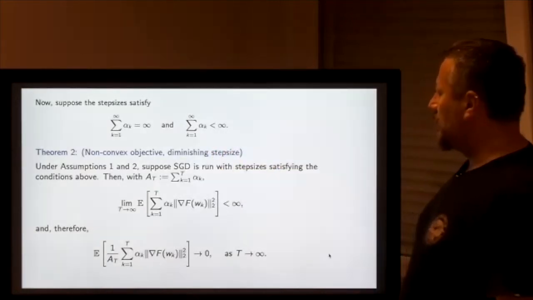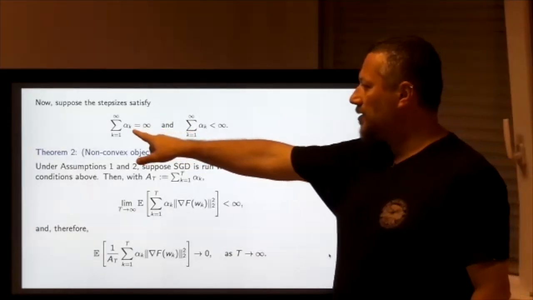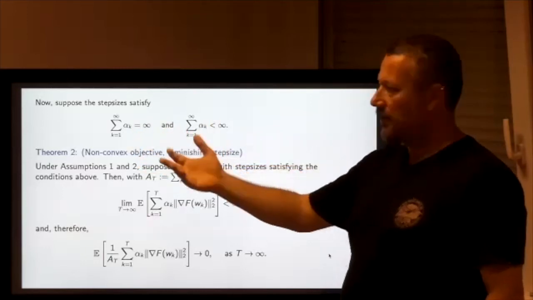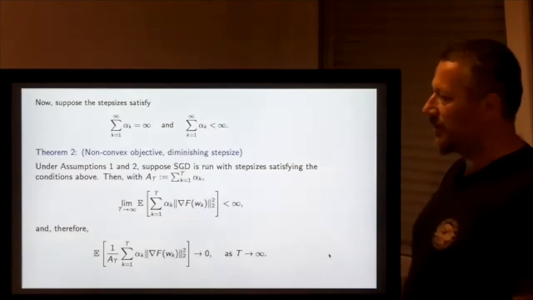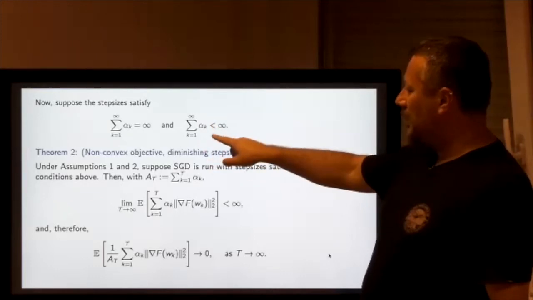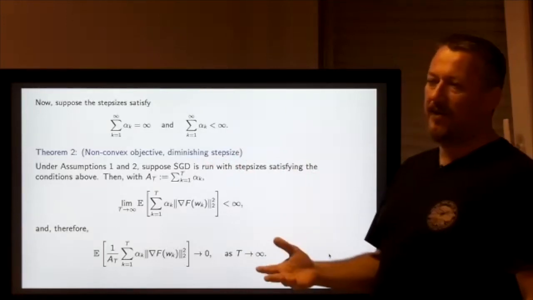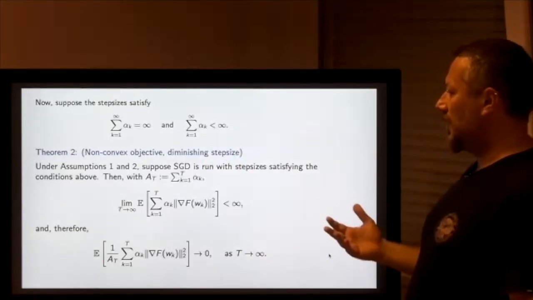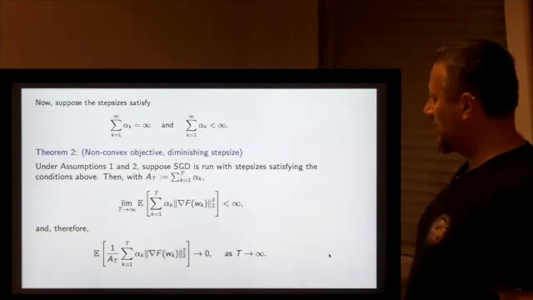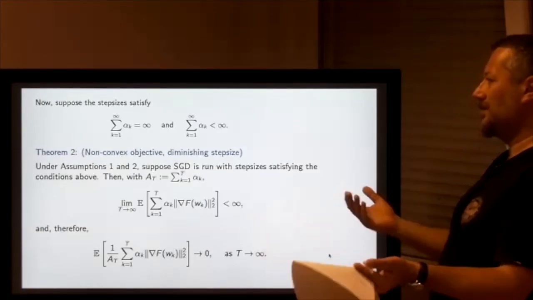We want the sum of these diminishing step sizes to add up to infinity. Let's assume it's an infinite sequence. And I misprinted here: the sum of the squares is finite. So if you choose alpha k as 1/k, this will work, right? Because the sum of 1/k is infinite, but the sum of 1/k squared is finite.